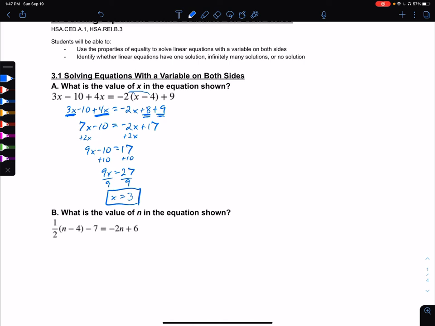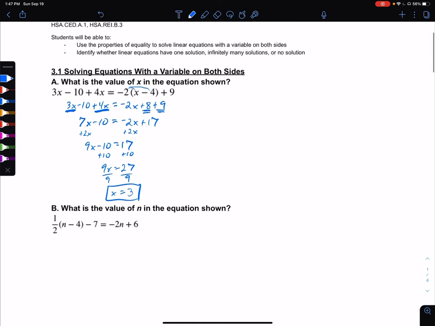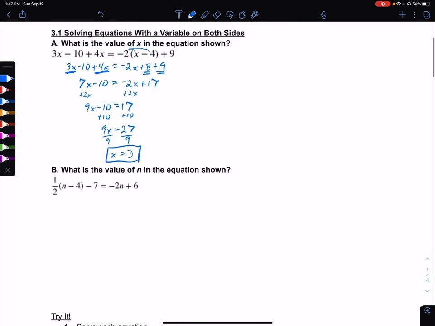Remember, you could have done other steps first. I could have combined my like terms on the left side before I started distributing. It's up to you which process you follow. Just follow the rules and you'll get the problem correct. So let's take a look at part B. This time they're just asking for the value of n in the equation shown.